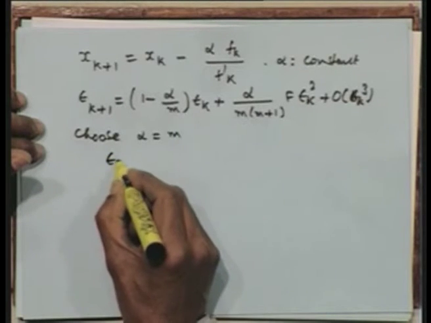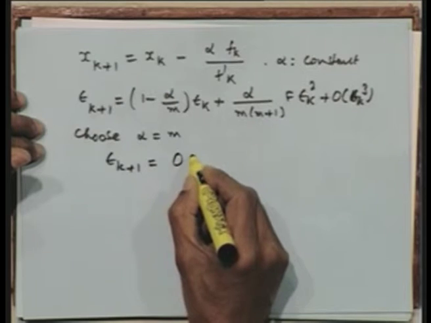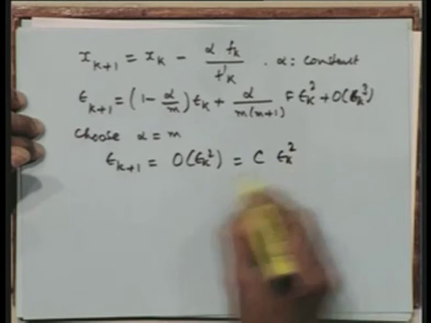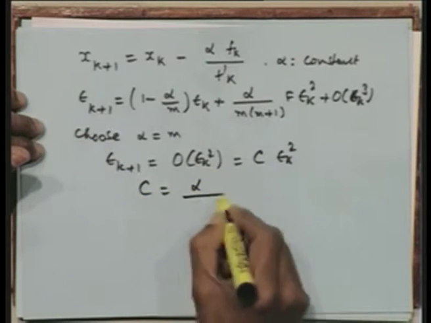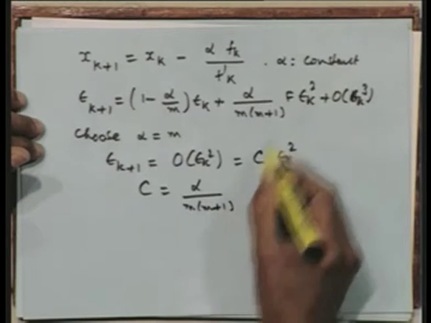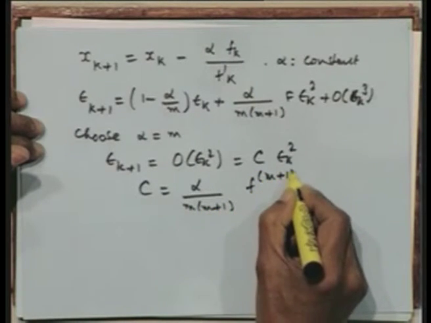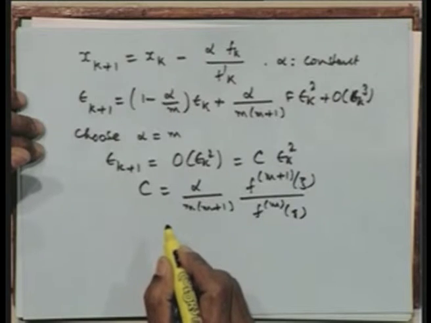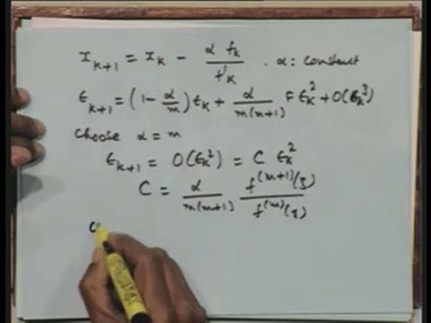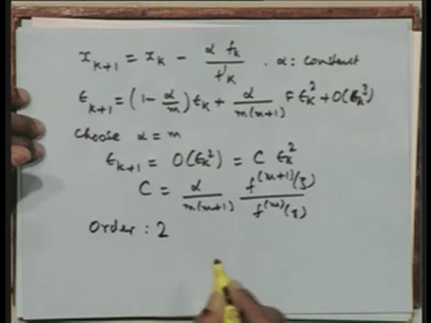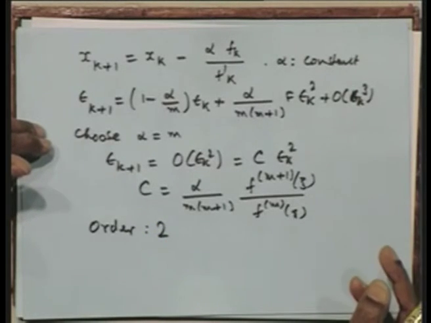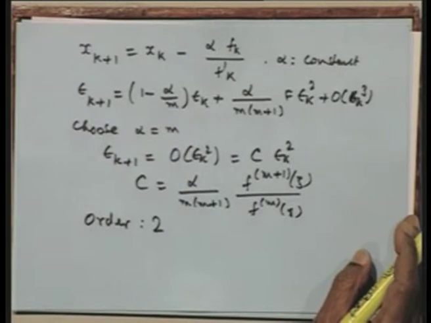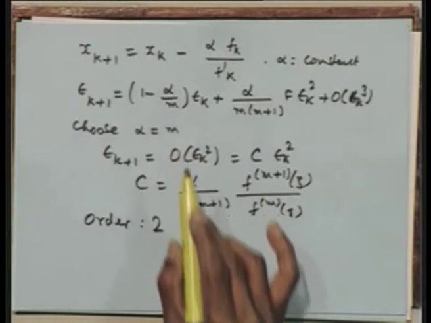If I choose alpha equal to m, then epsilon k square is of order epsilon k square, or we can call it c epsilon k square, where c is this quantity alpha by m into m plus 1. If you open it out, what we had written earlier, this is f m plus 1 of xi by f m of xi. So the order has immediately gone up to 2, and the rate of convergence of this method is 2. That means we have got back our quadratic convergence by simply using the order of multiplicity that is known to us in advance in the Newton-Raphson method.